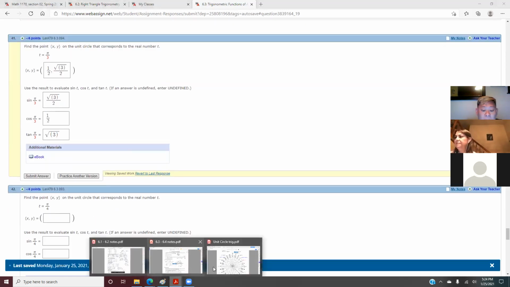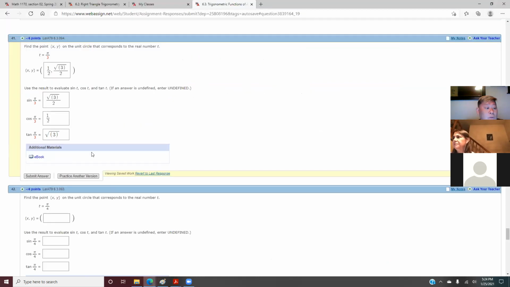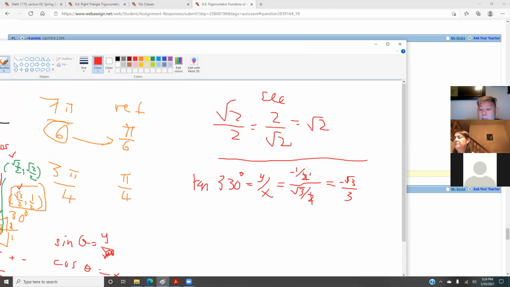You just need to look at this circle. Pi over 4 at the coordinates is √2 over 2, √2 over 2. Wait, how did the 2 cancel out? When you divide these two, the 2 will cancel out because they both have the same denominator. So every time you divide something like this, if they are the same in the denominator, they will cancel. And then what you're left with is just negative 1 over √3.